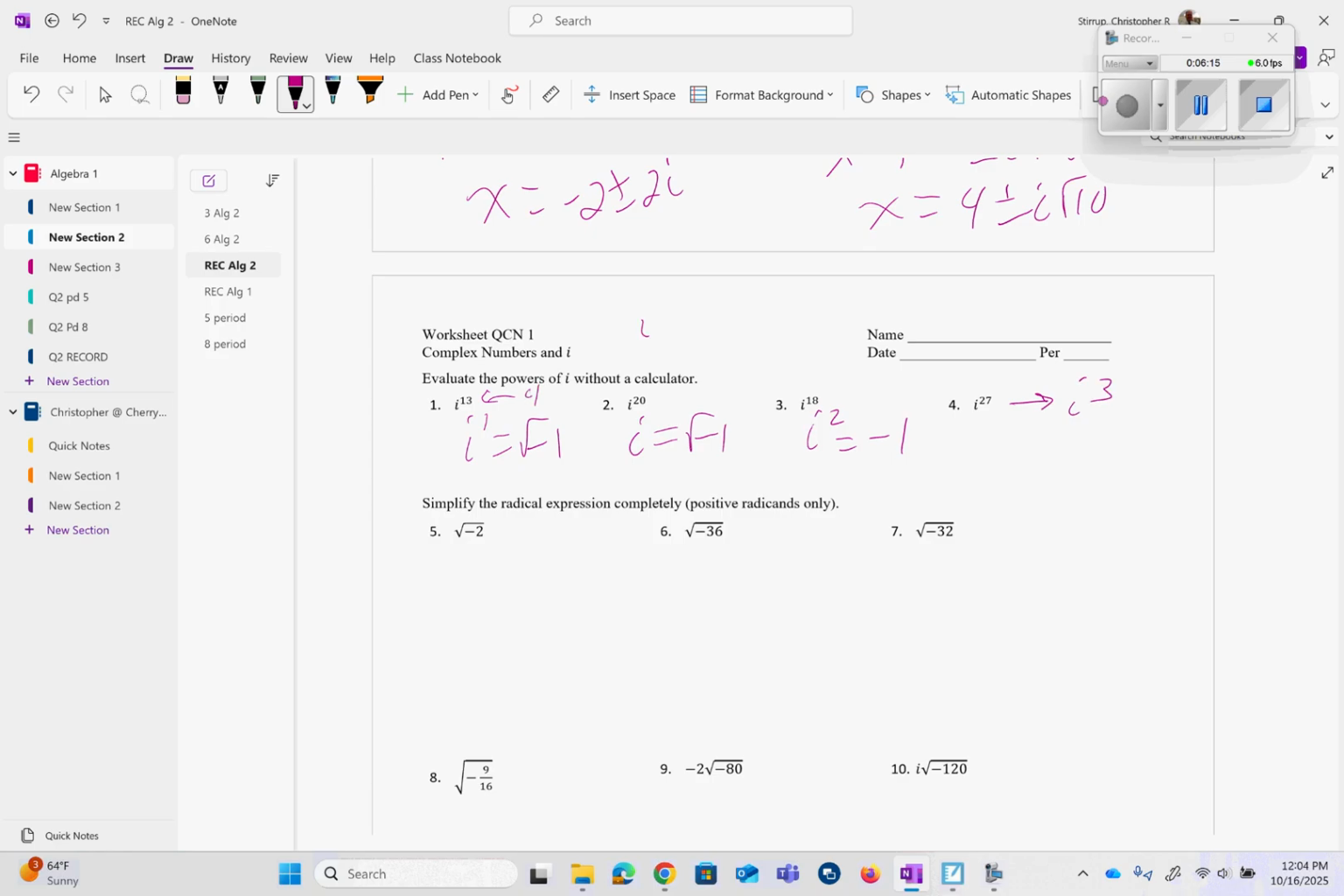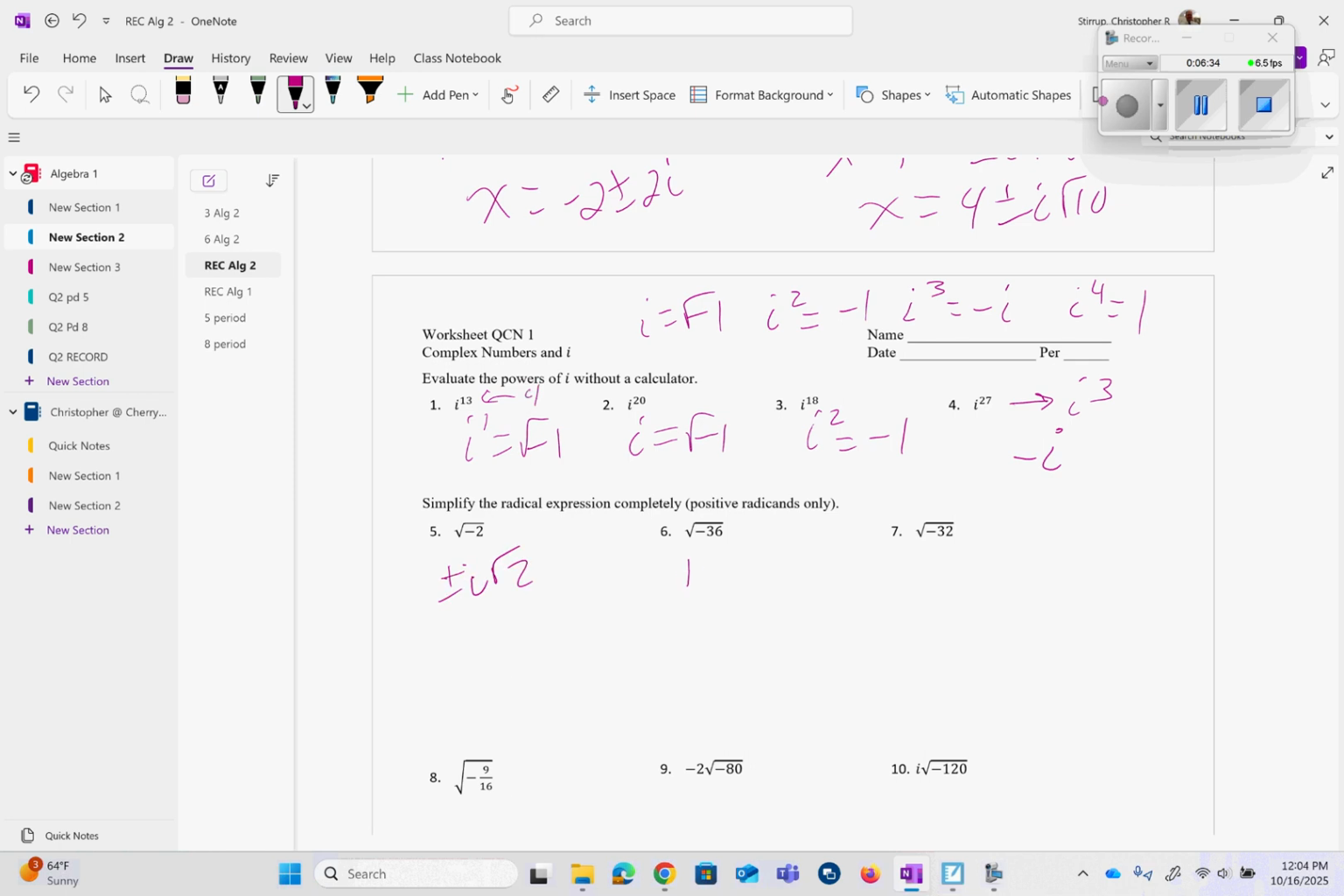So what you have to know is i is equal to square root of negative 1. i squared is equal to negative 1. i to the third is equal to negative i. i to the fourth is equal to 1. Okay, so i to the third is just equal to negative i. There's our answer. So this is going to be plus or minus i root 2.